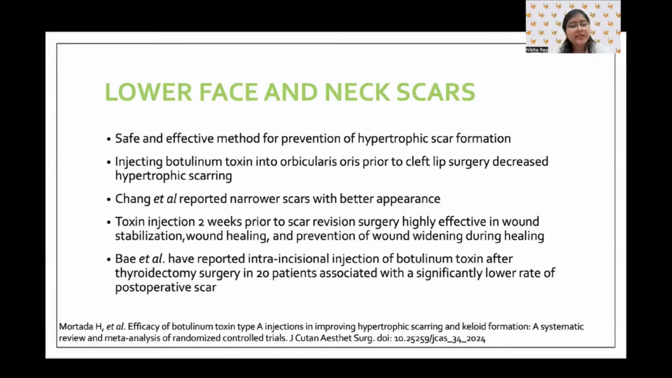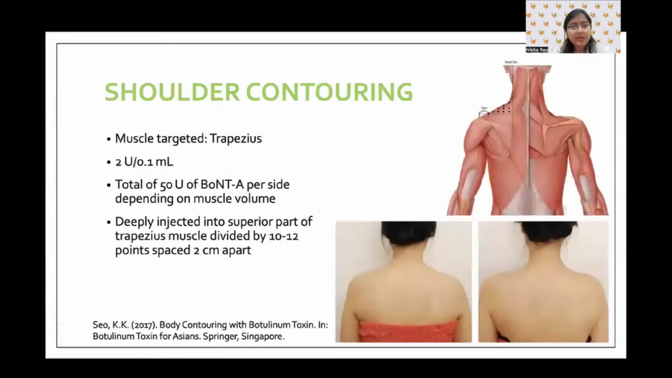Bay et al. had reported intra-incisional injection of the toxin after thyroidectomy surgery in 20 patients. It was found to be associated with a significantly lower rate of post-op scar.